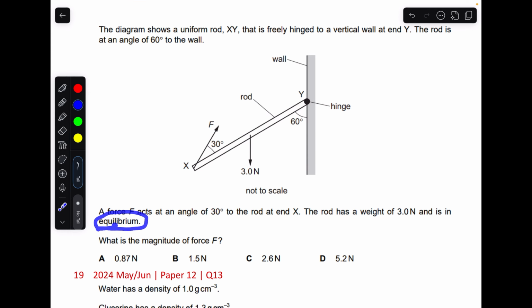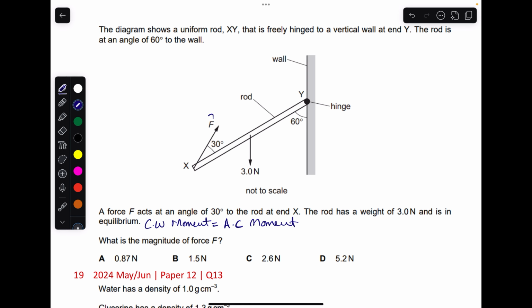Equilibrium means that the clockwise moment will be equal to the anti-clockwise moment. Okay, this is the hint they have given you. What is the magnitude of force F? So you have to find this force. If you look at the diagram, for the moment we need the force multiplied by the perpendicular distance between the force and the pivot point, right? So there are two ways. You can either resolve the forces or resolve the distances to find the moment.